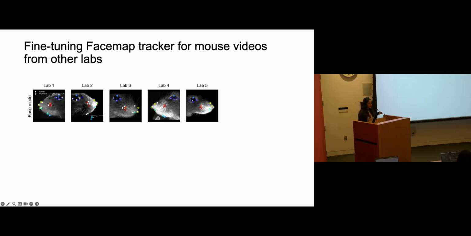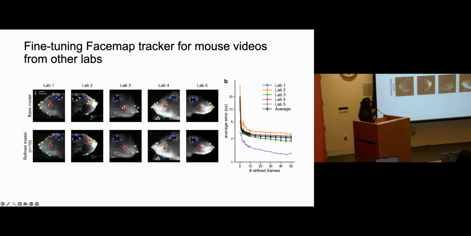Through this fine-tuning process, we can see that our fine-tuned model's performance reaches near optimal performance around 10 refined frames. And you can see those predictions here. This process takes less than 2 minutes because it will already generate key points, and you just have to move them to the right location and then retrain.